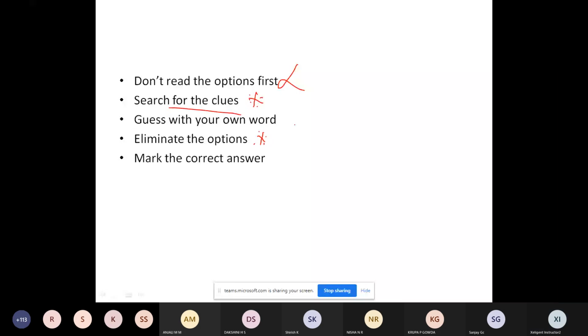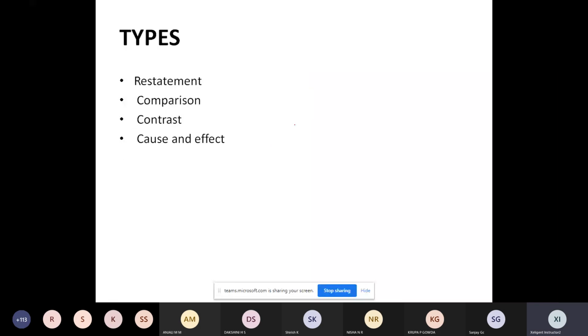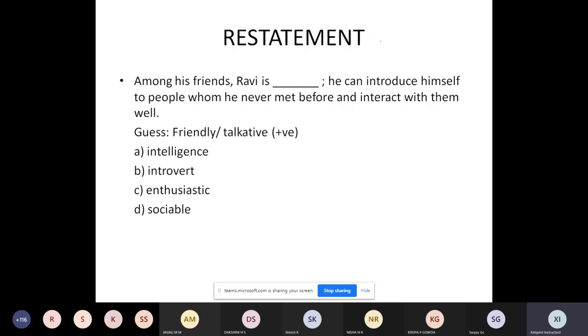And before going into the questions, these are the types. We have 4 types of sentence completion questions. All the questions which you see will fall under only these 4 types. One is the restatement type. This is the first type. The second one is the comparison type. The third one is the contrasting type. And the fourth one is the cause and effect type. So let's see the types first. Restatement type means you can find a comma, colon, and semicolon.